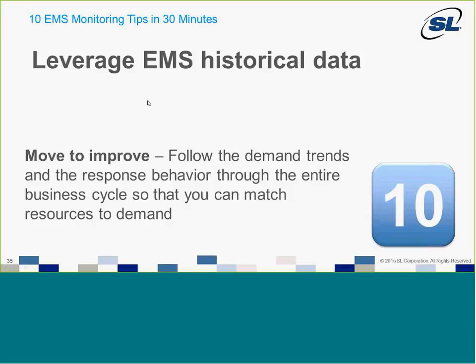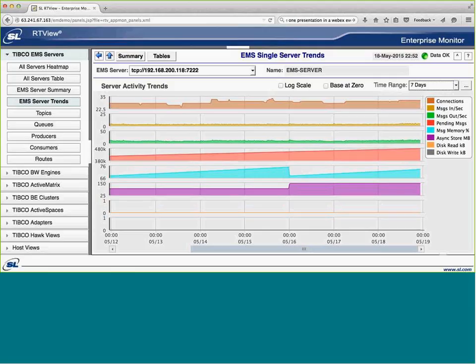I'll ask about the ability to leverage EMS historical data. Up to date, I've really been talking more about how to solve problems as they arise and how to kind of prevent individual types of problems. But what we're saying here is if we start looking at the EMS historical data, we move to improve. What we can do, we look at the demand trends, we can look at the response throughout an entire business cycle or multiple business cycles, and it's better able to align resources to demand.